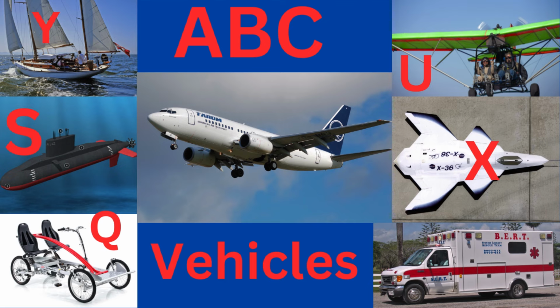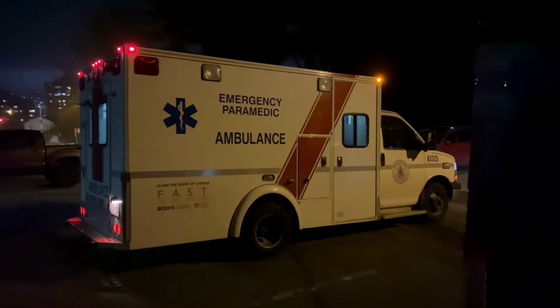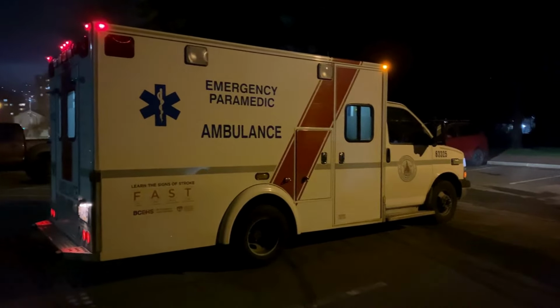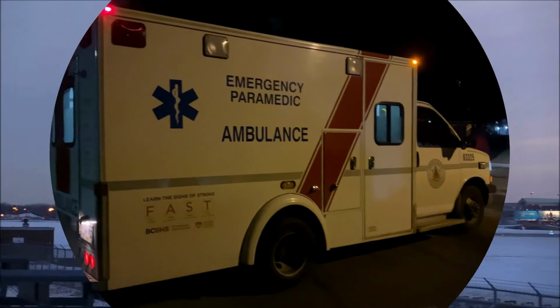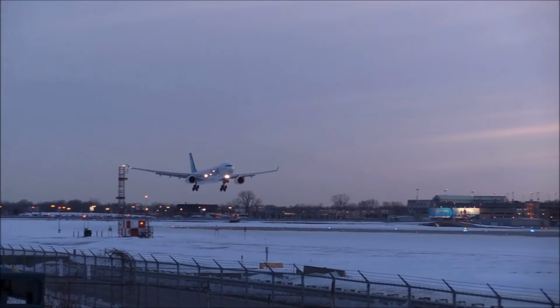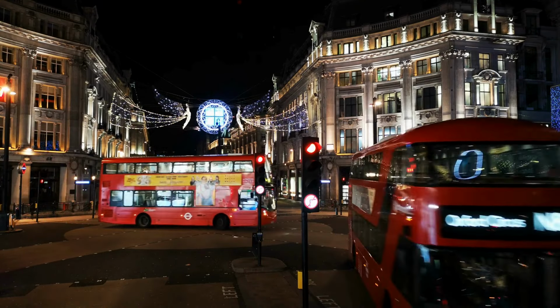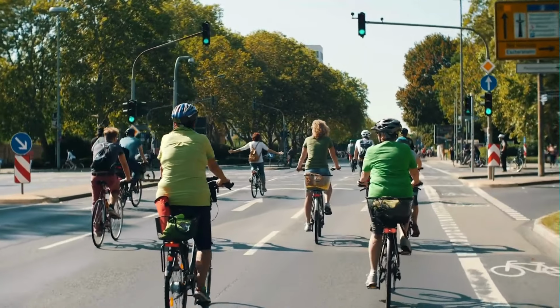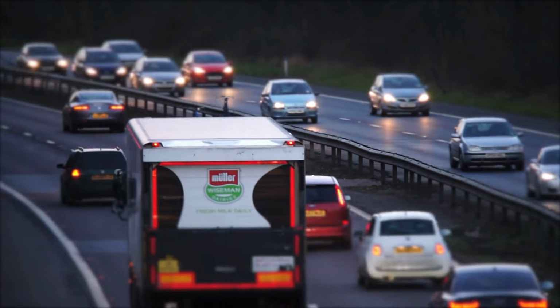ABC vehicles in English. A is for ambulance. A is for airplane. B is for bus. B is for bicycle. C is for car.